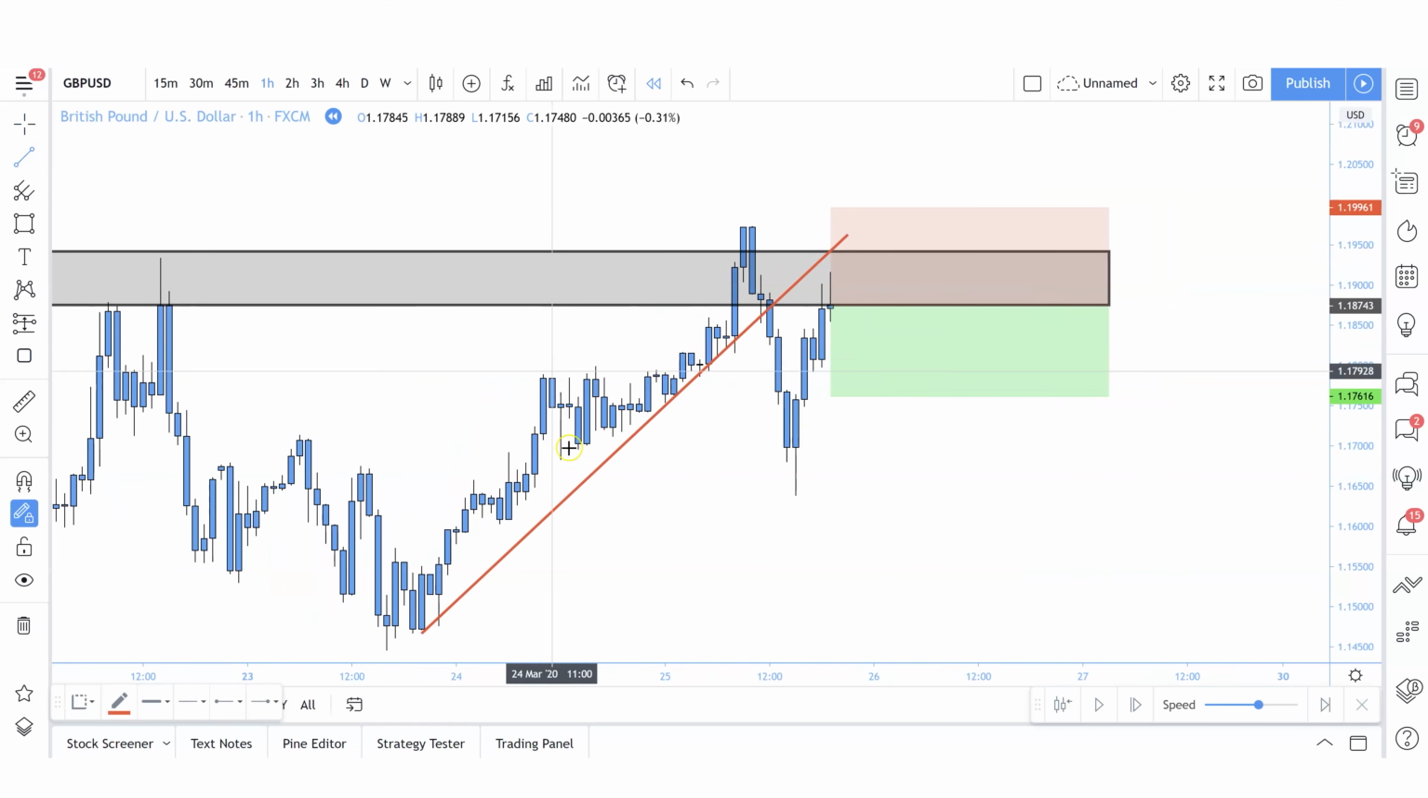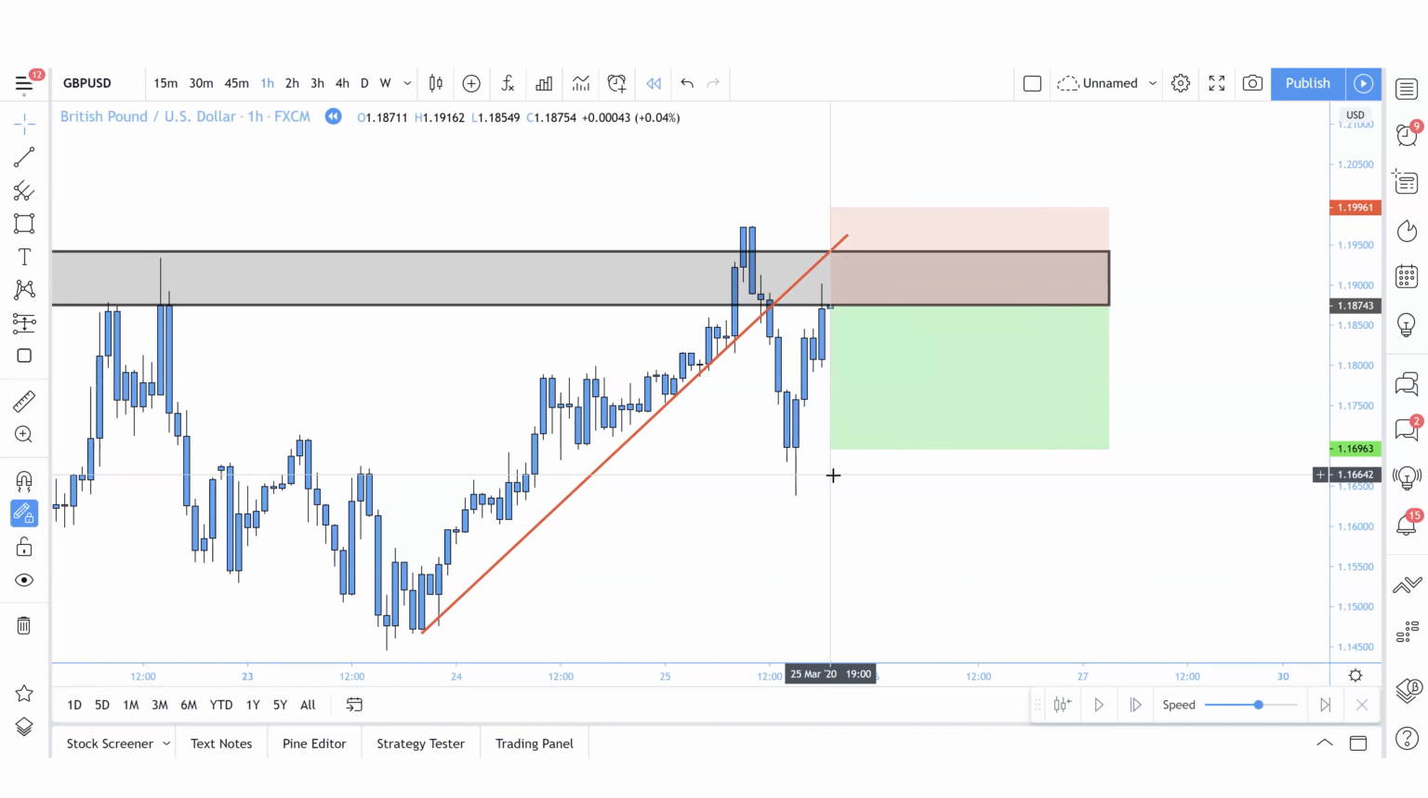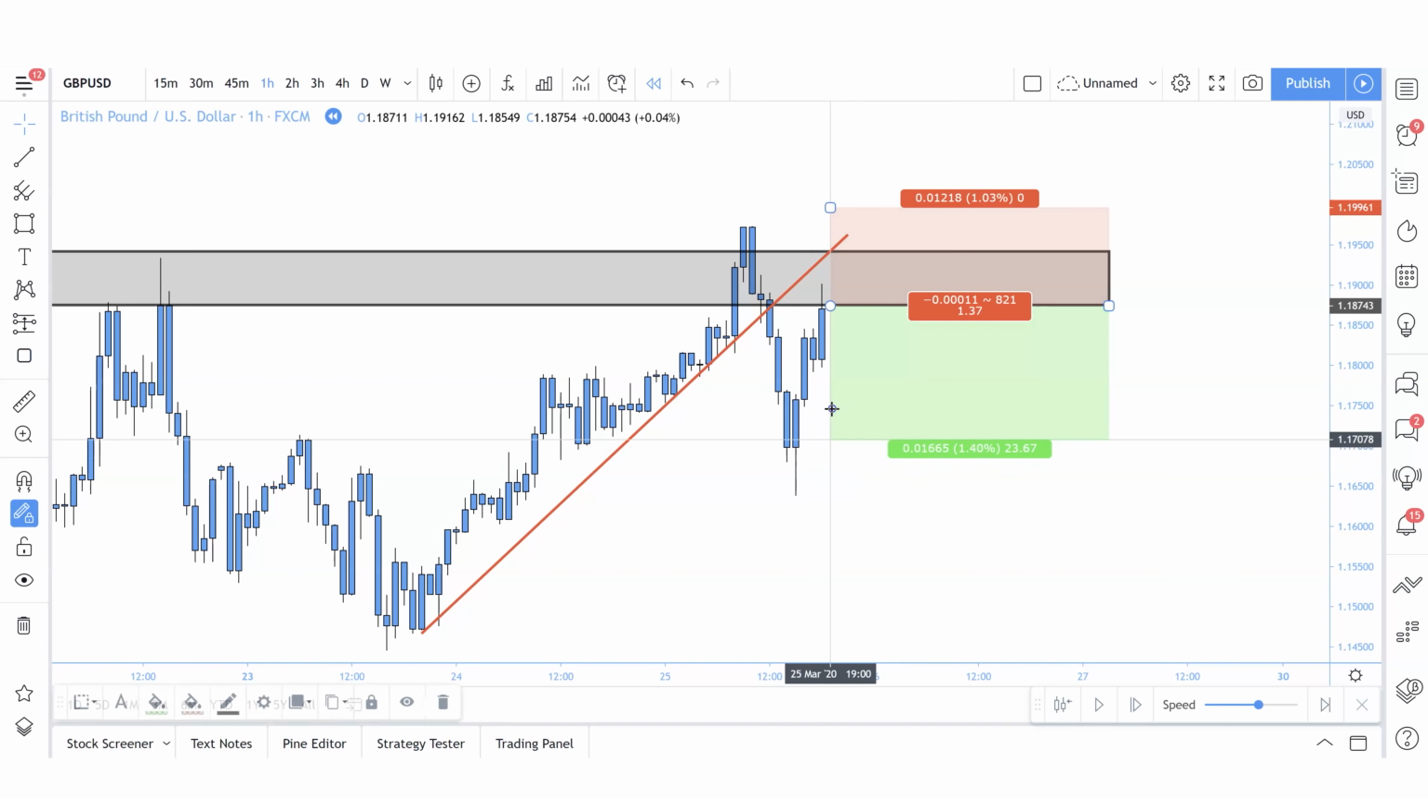Looking at these structure levels, what am I going to be looking for? Can I get a break even before we get to here? Let's take a look. We need a 1-to-1. We certainly can. The problem with this is, is this really the key level, or am I looking around here? Look how price reacted here and here before in the past. We don't have a 1-to-1 on this.